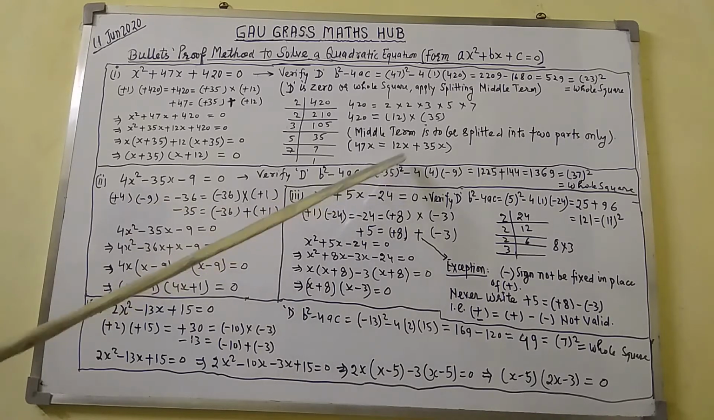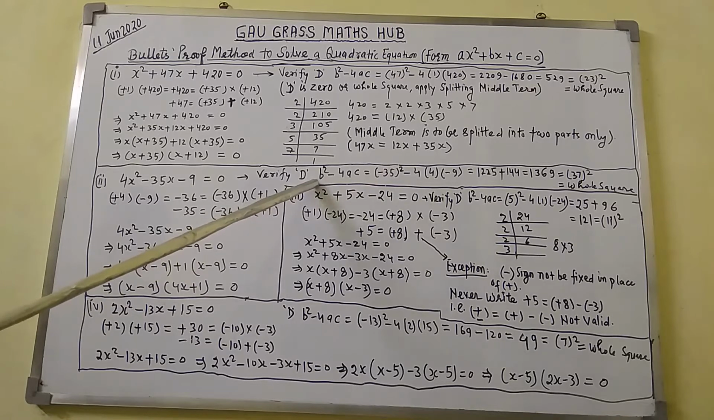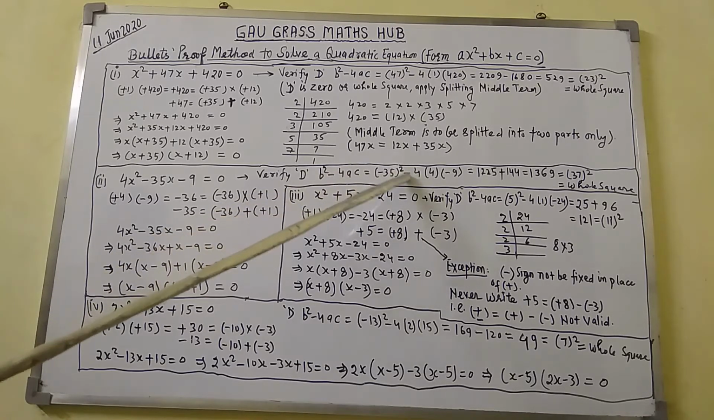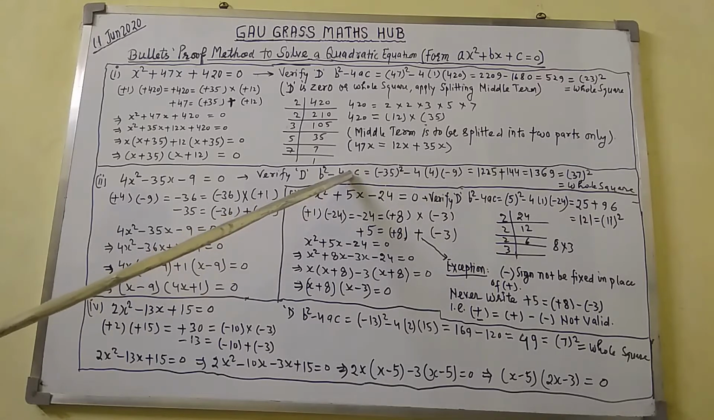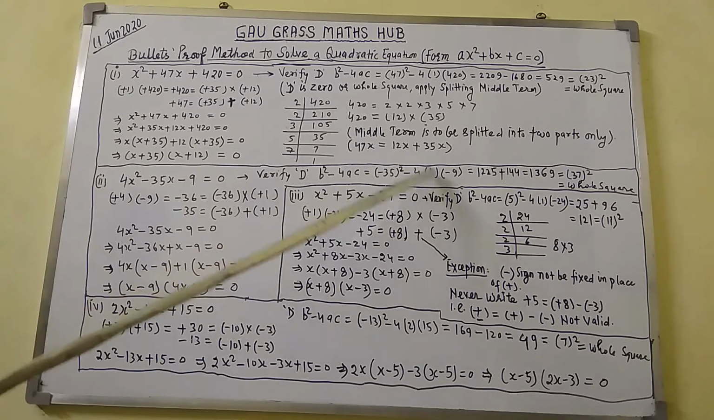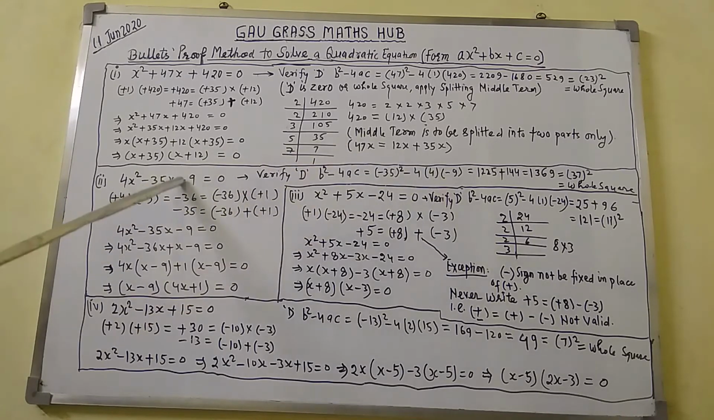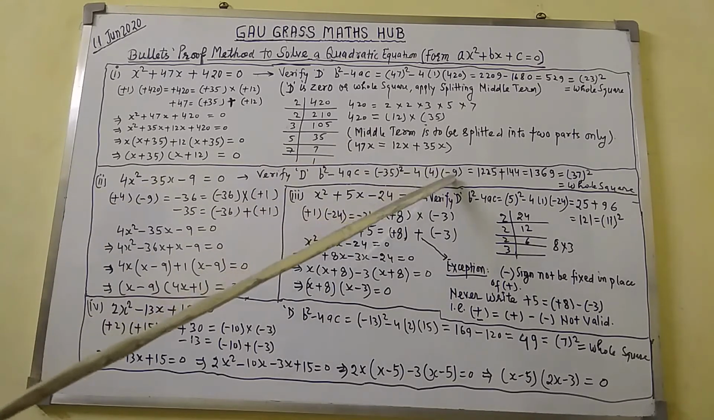Now verify the determinant, b square minus 4ac. The value of b you can get from the coefficient of x, minus 35. Put minus 35 whole square, since b square is here, then the minus sign. In place of a, put the coefficient of x square, 4, and the constant value minus 9.